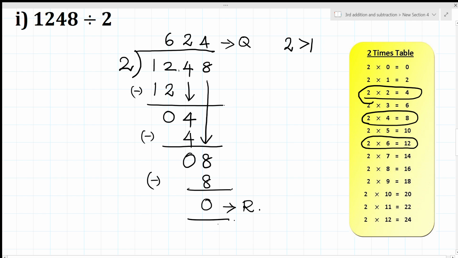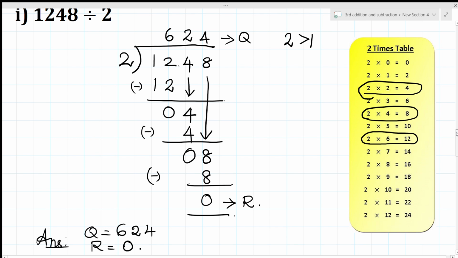Let us write the answer. Quotient is 624 and the remainder is 0. Is this clear? Yes, children. Now we'll move to the next question.